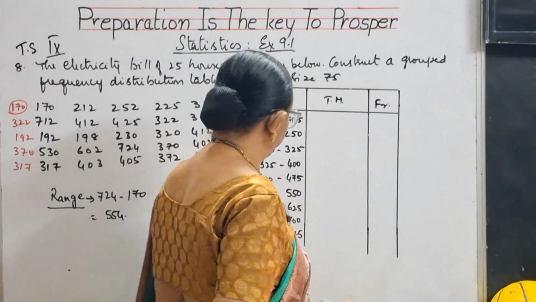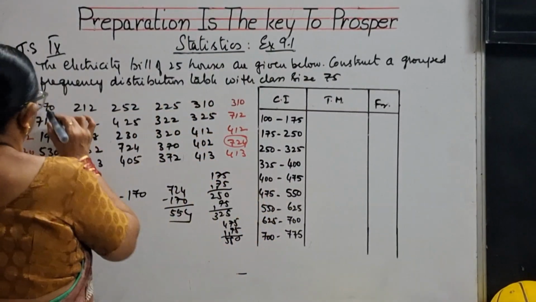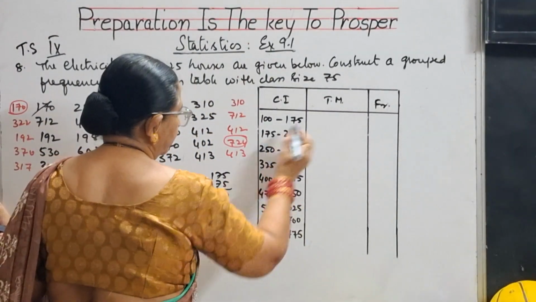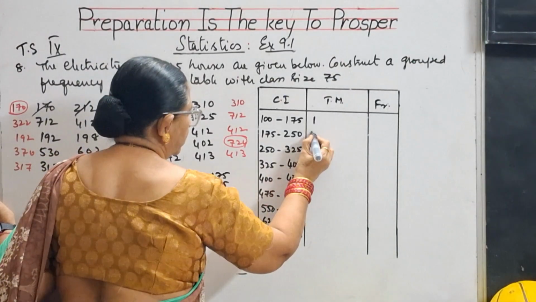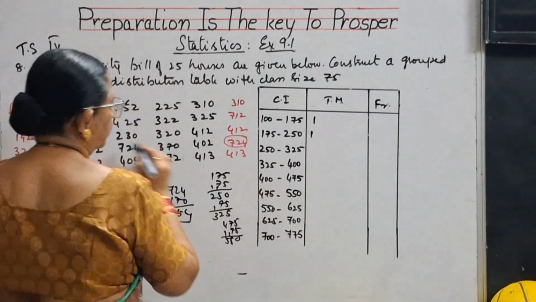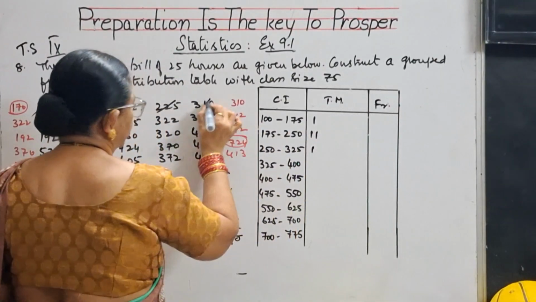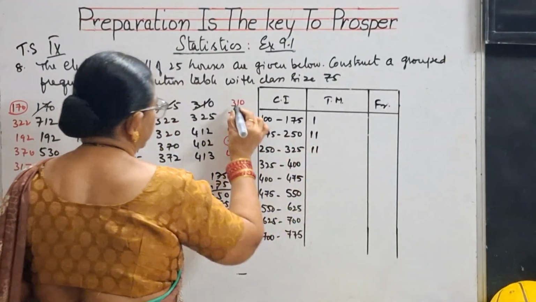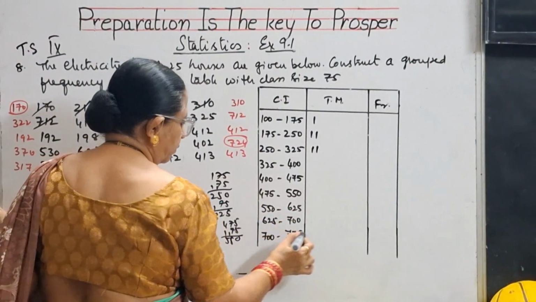So this is the table we are getting. Now let us go for the tally marks as we used to do. 170 will come here. 212 will be here. 252. 225. 310. And then 712 will come here.